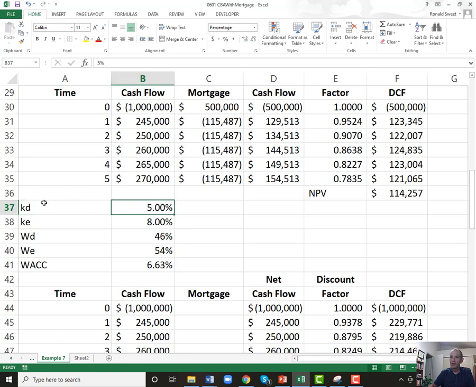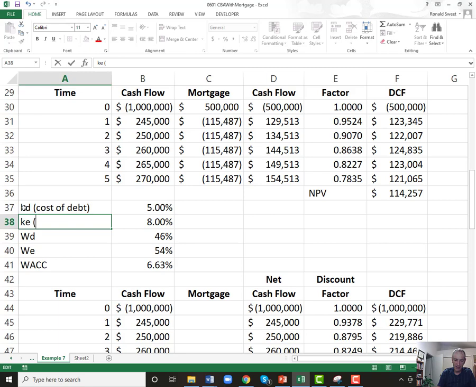Our 5% mortgage is what we call cost of debt, because that's borrowing. But our investment is cost of equity. It's how much do we need as the investors. So the bank needs 5%, but we as investors in the company, we need 8%.